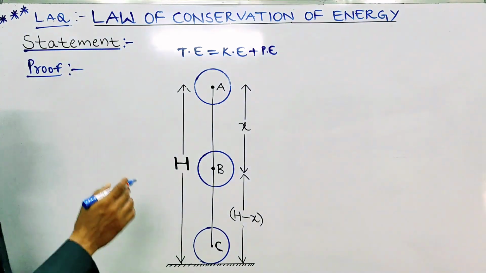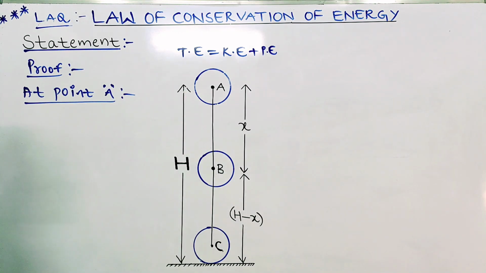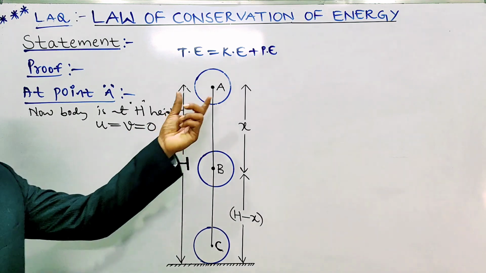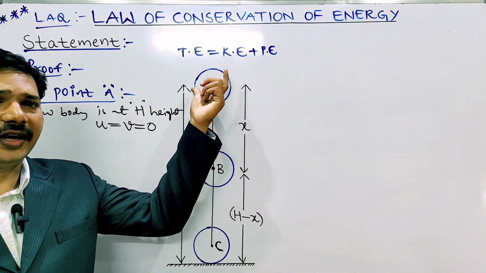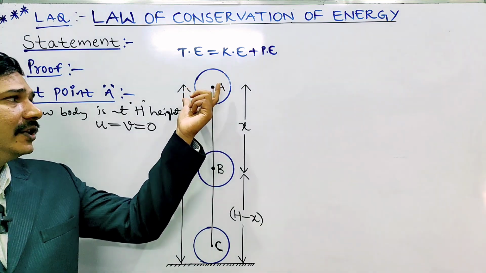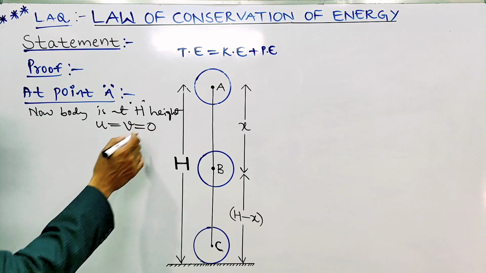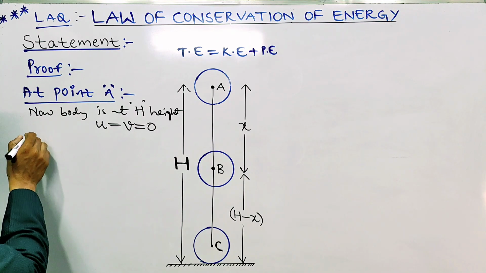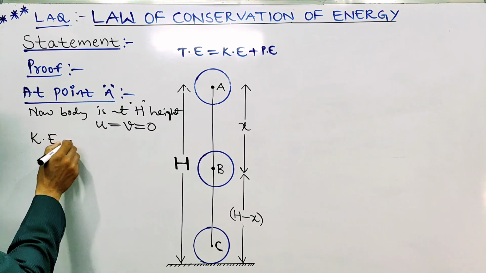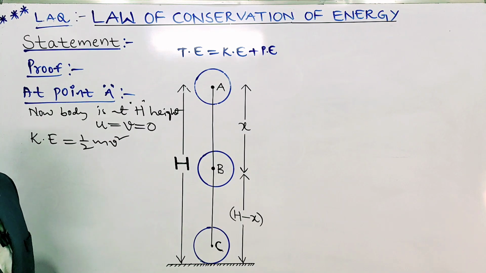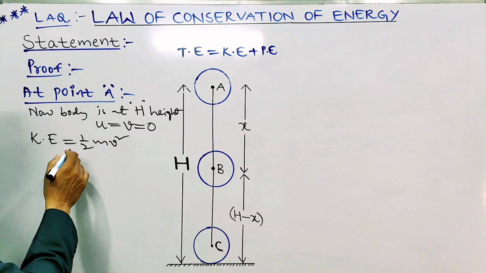First of all, at point A the body is at height h. Initial velocity u and final velocity v are also 0. Why? Because the body is at rest. We have not released it, the body is at rest at point A. So that time the initial velocity and final velocity are 0. Here, kinetic energy: what is the formula? Kinetic energy is half m v squared. Here the initial and final velocities are zero only, so substitute 0.